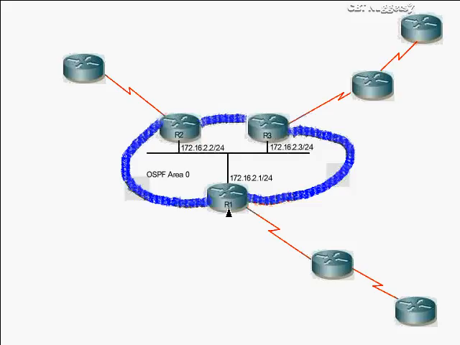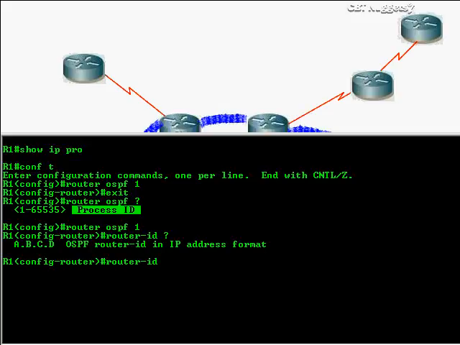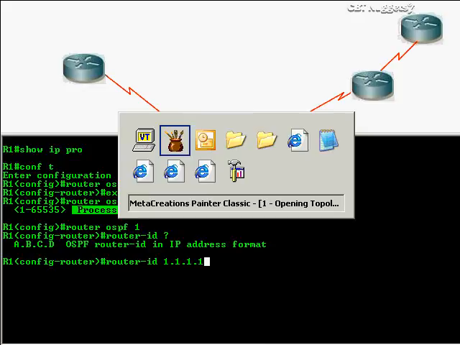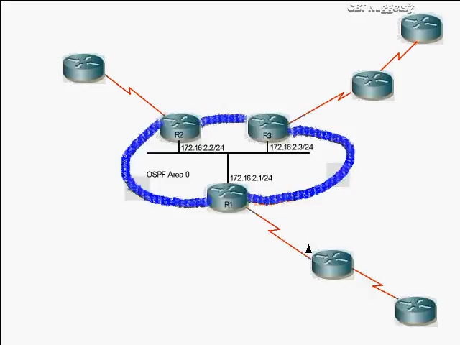For example, router 1 will be 1.1.1.1. So that way, when we are doing show commands and looking at the neighbors, or doing a show ip ospf database command and looking at the topology table, it's really easy to identify where the routes are coming from. So that's usually what you'll do in the lab.